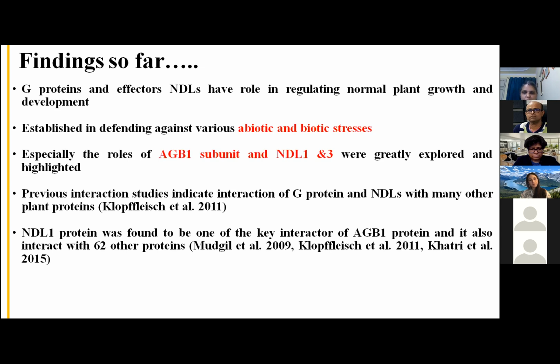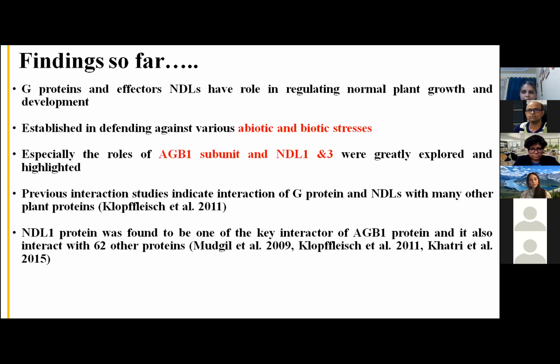That was done for G protein. Various subunits were taken, alpha, beta, gamma, and NDL1 was also taken, and a few more. The whole interactome of all those proteins was purified from Arabidopsis. And it was found that NDL1 interacts with 62 proteins.